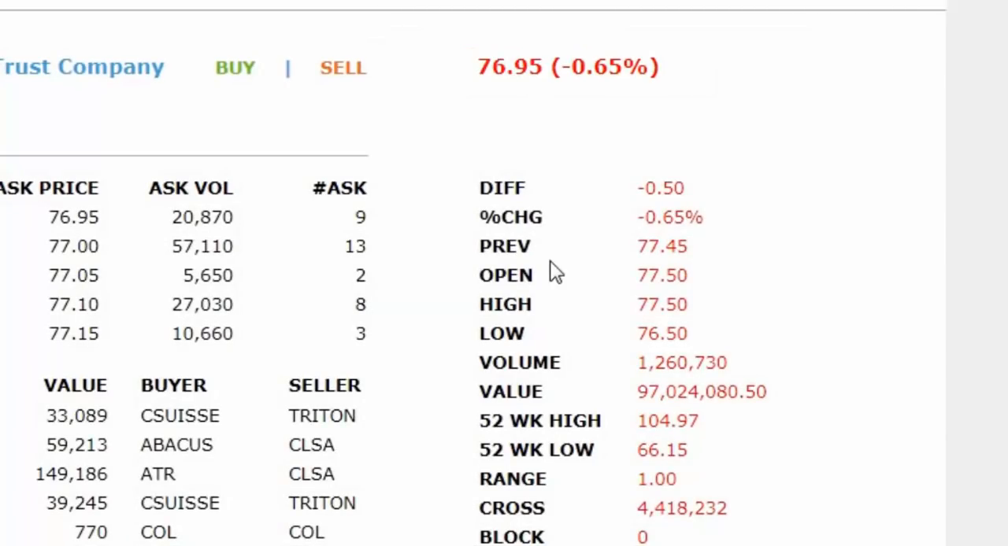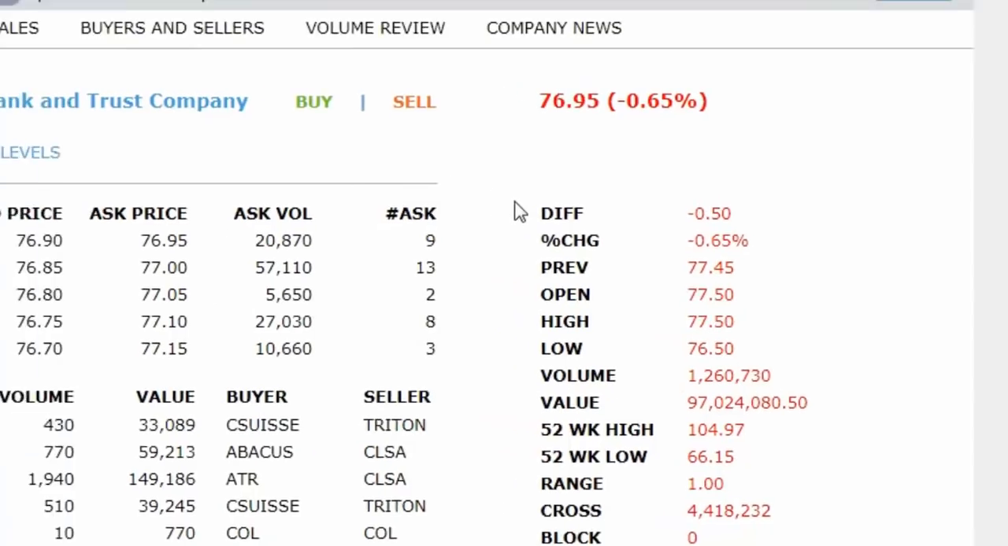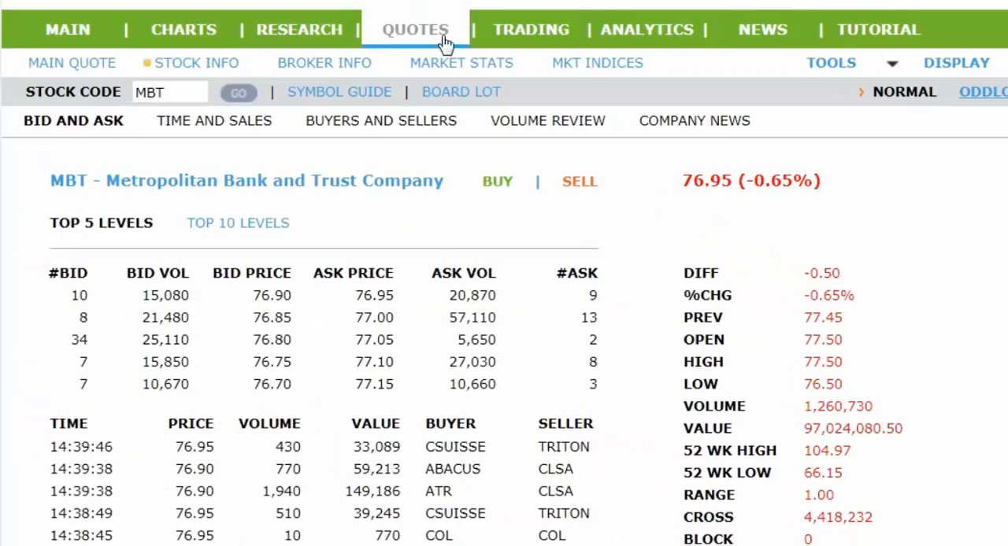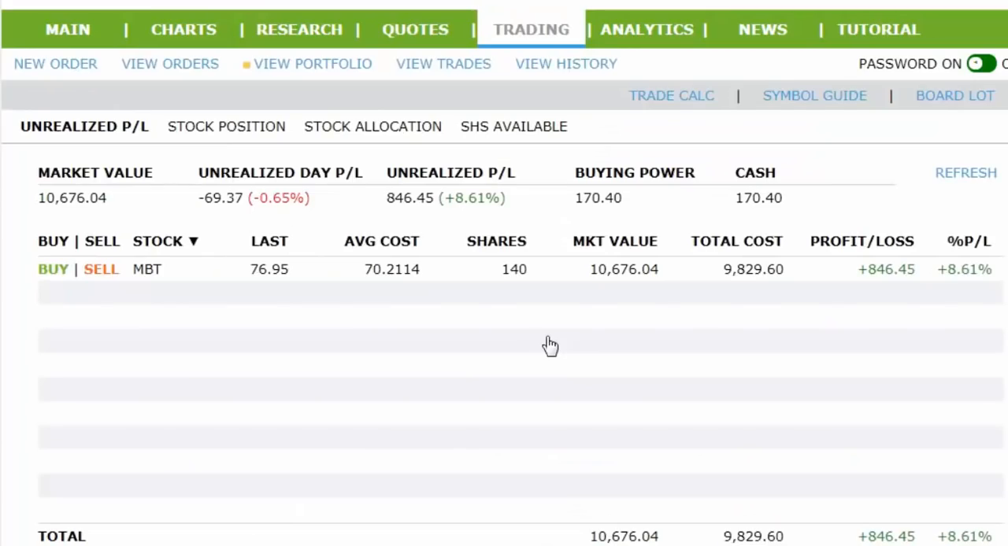And yesterday, yung closing nga, preview 77.45. But today, it's now 76.95. So bumaba siya ng, this difference, negative 0.5, expressed as percentage, that is negative 0.65%. So, in short, bumaba ang price ni Metrobank today. And so, yung ating paper gain kahapon na 9.3% is bumaba din siya accordingly. So, it went down to 8.61%. Fortunately, it is still positive.